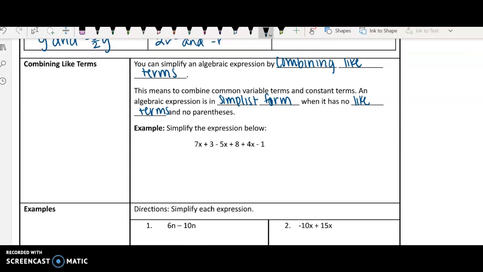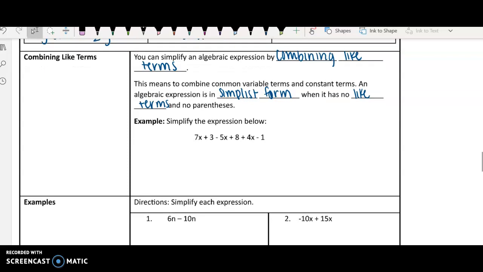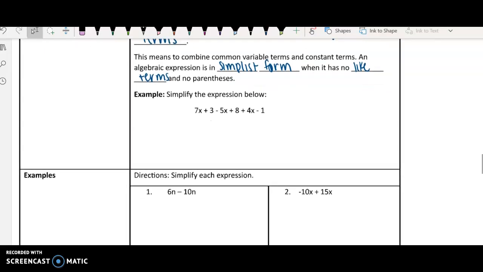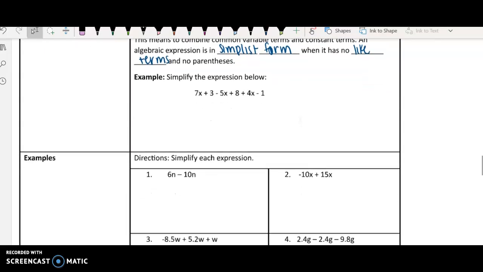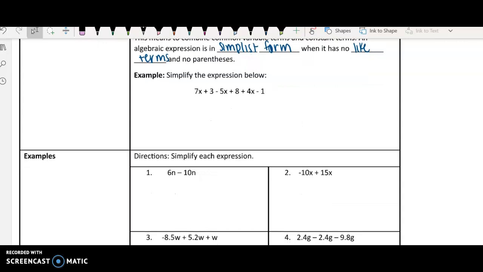Okay. Combining like terms. You can simplify an algebraic expression by combining like terms. This means to combine common variable terms and constant terms. An algebraic expression is in simplest form when it has no like terms and no parentheses. So we're going to simplify this one right here. So we are going to box and circle.